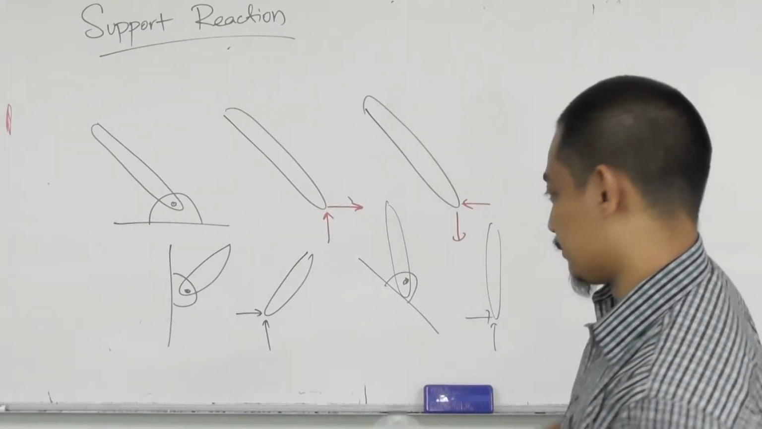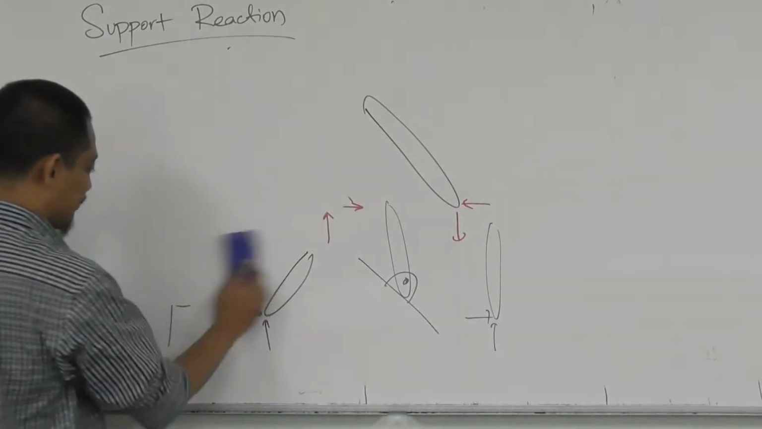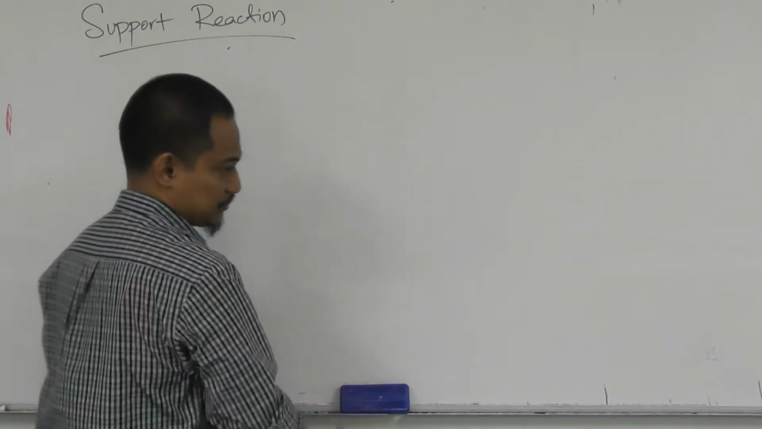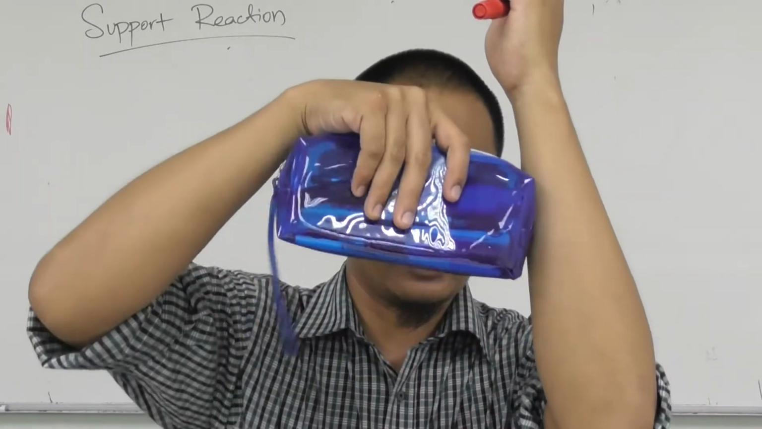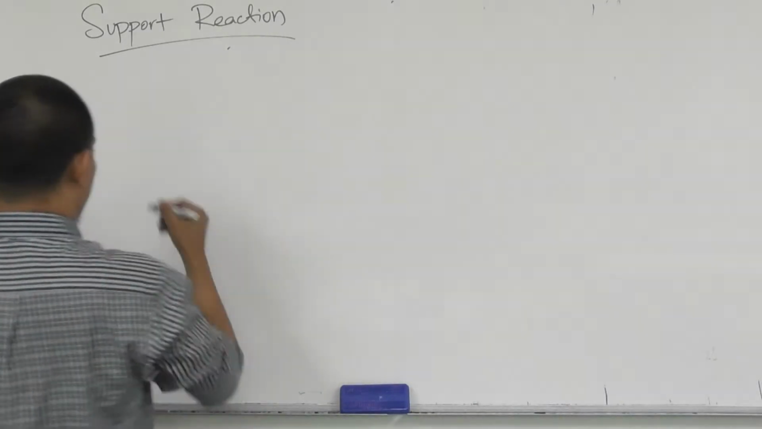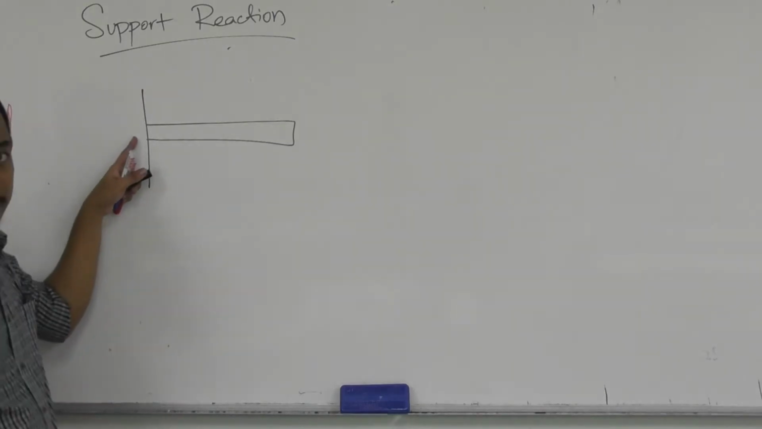Alright, so that's the pin. What about if you have a fixed support? Fixed support means something like it is cemented, right? If you have a wall and this is just cemented there and fixed there. If you have some super glue, for example, you just fix it here, right? So that is a fixed support. So if you have something like that, for example, this is fixed there, right?